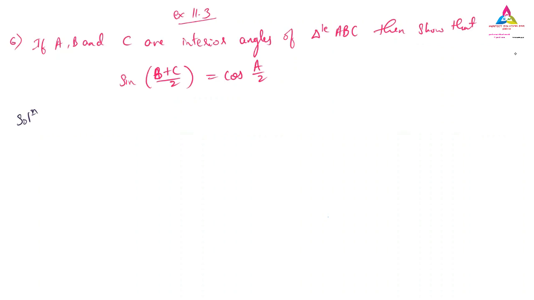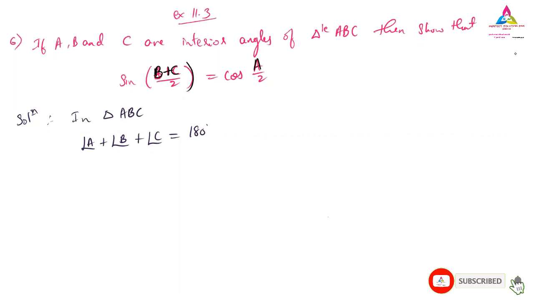We can write it down from here. In triangle ABC, angle A plus angle B plus angle C is equal to 180 degrees. Okay, and the next thing we can do is, here we want B and C on one side. B and C we have to write as one side, and A on the other side. So we will do the same thing.